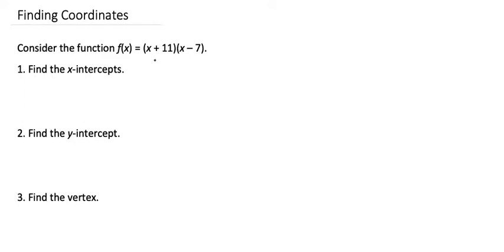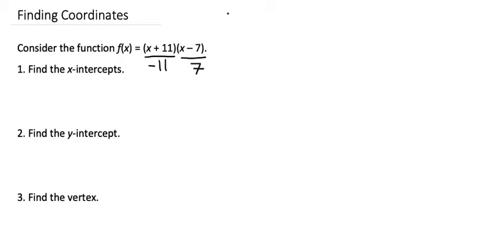So when it's written in factored form, the x-intercepts are easy to find. Sometimes they're called the zeros, and we can find those by looking at what value of x would make each factor 0. And when it's just x by itself, it's easy because it's just going to be the opposite of whatever you're adding and subtracting. So for this factor, the 0 would be negative 11, and for this factor, the 0 would be positive 7.